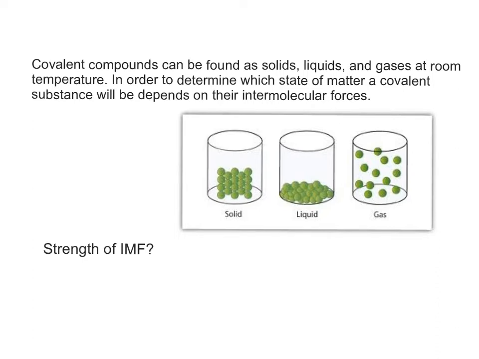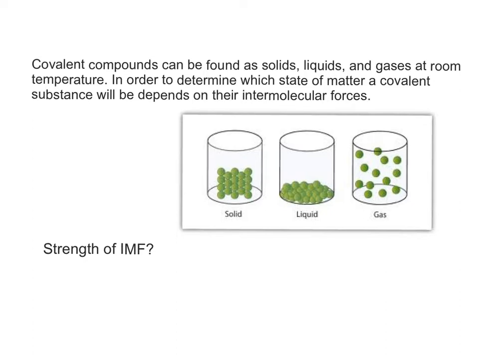Well, these are why. This idea of intermolecular forces is the leading determining cause of what your boiling point is, what your melting point is. Is it aromatic? Is it solid? All of these kinds of things are determined by intermolecular forces. So in order to determine what state of matter a covalent substance will be, we would essentially have to look at the strength of the IMF.